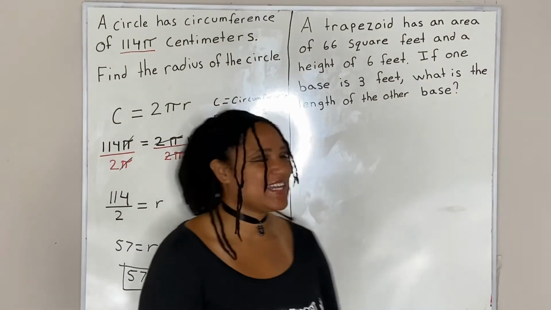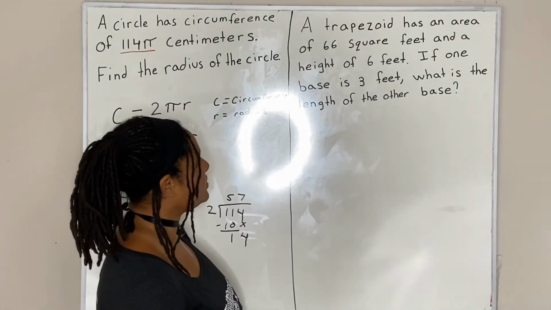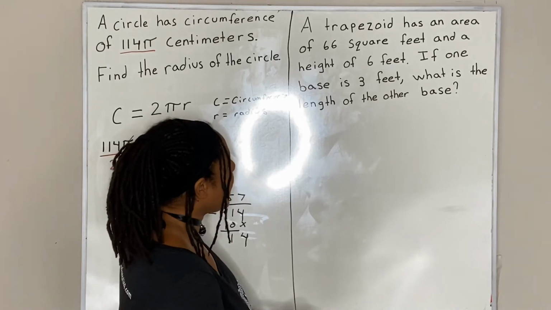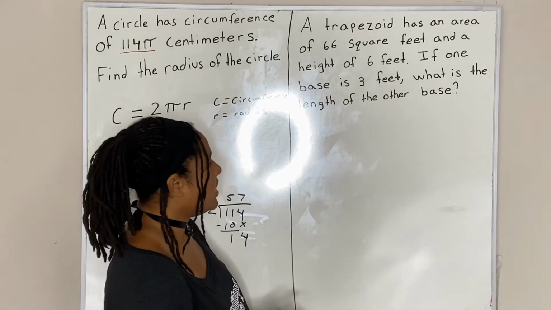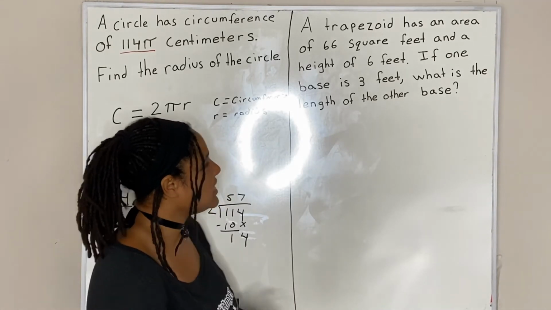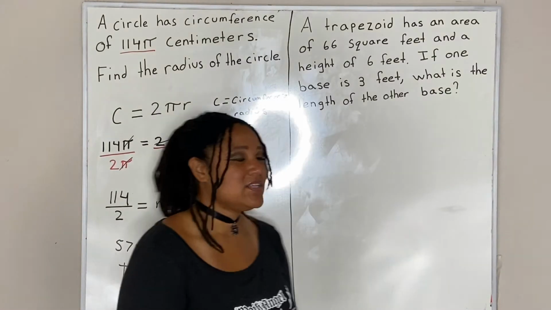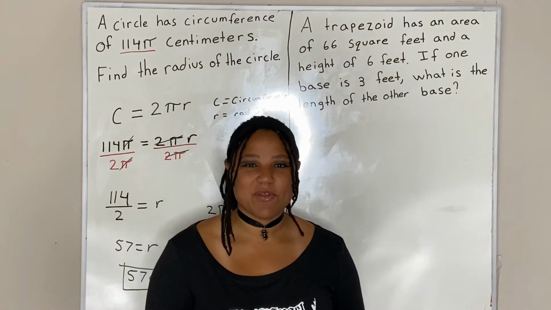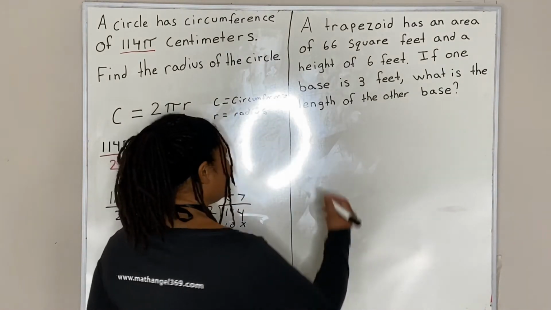Now let's look at our second problem. Here we have a trapezoid, and it has an area of 66 square feet and a height of 6 feet. If one base is 3 feet, what is the length of the other base? So in order to solve this, we need a formula, and the formula is as follows.